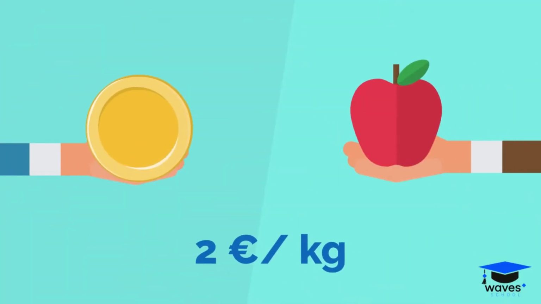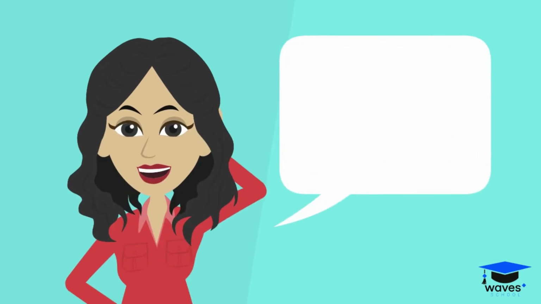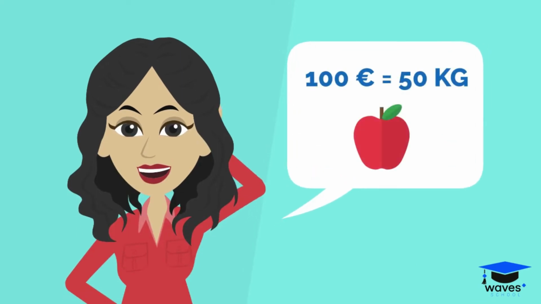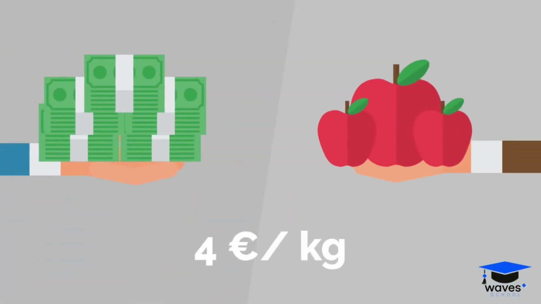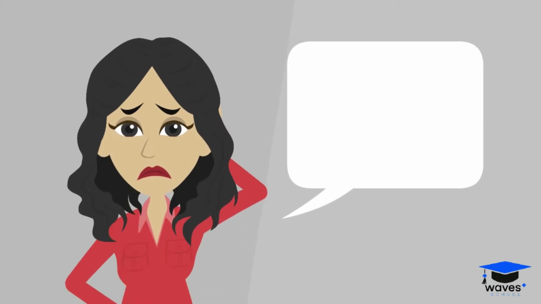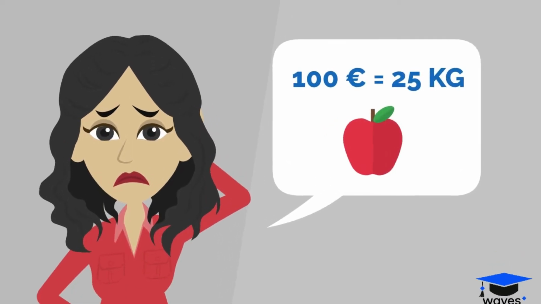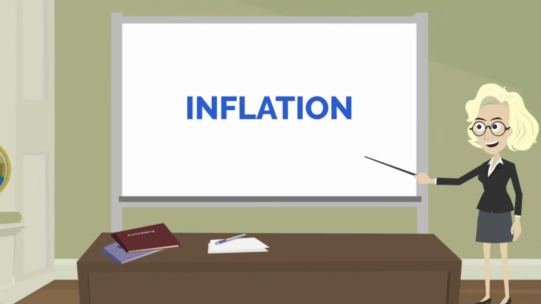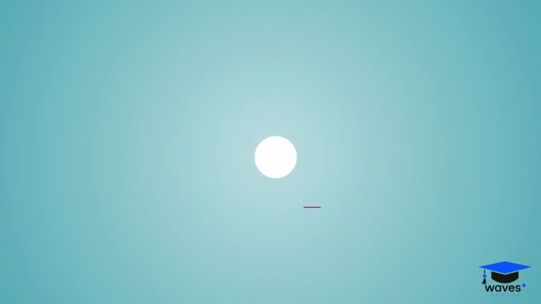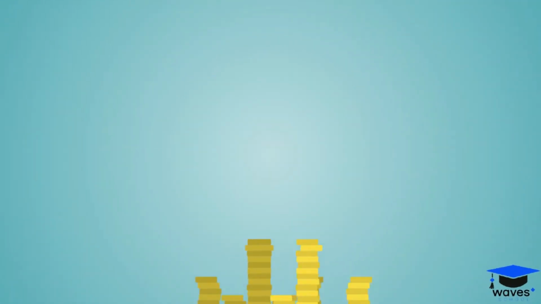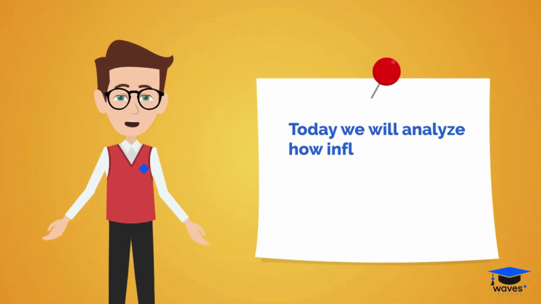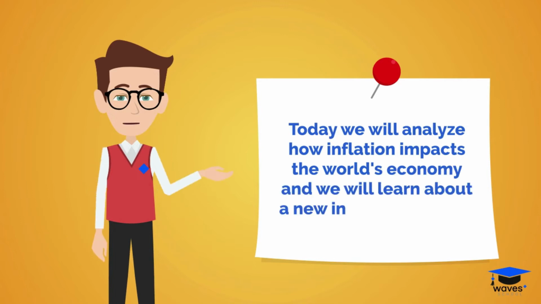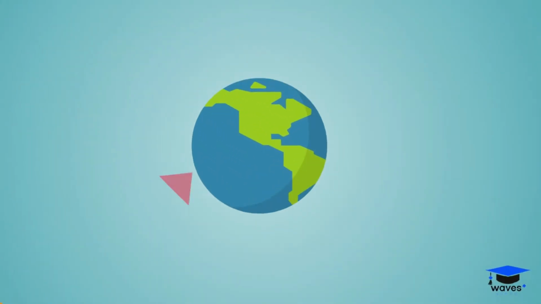Let's imagine the price of apples is 2 euros per kilo. A person with 100 euros can buy 50 kilos of apples. Now suppose that the price of a kilo of apples is 4 euros per kilo. This person with 100 euros can buy 25 kilos. This rise in prices is known as inflation. Due to the loss of value of money because of the printing of new banknotes, we'll need more and more money to buy the same number of apples. Today we'll analyze how inflation impacts the world's economy, and we'll learn about a new indicator, the CPI.